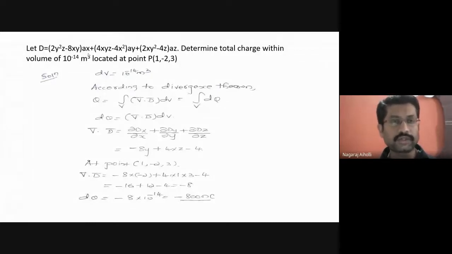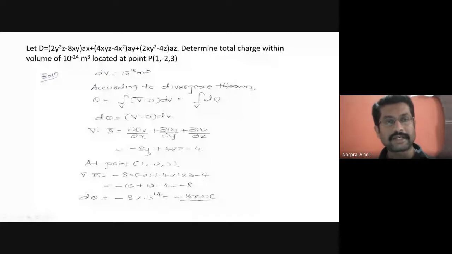What will be the differentiation of 2y square z minus 8xy with respect to x? For 2y square z, the differentiation is 0 because there is no x term. Minus 8y into x, so it will be minus 8y. Then with respect to y, 4xyz minus 4x square: it will be 4xz, and there is no y term in minus 4x square, so it is 0. Then with respect to z, 2xy square is 0, and minus 4z is minus 4.